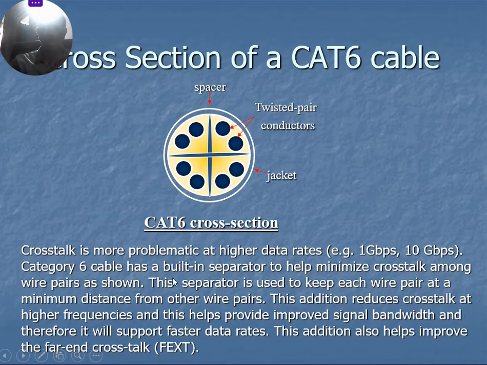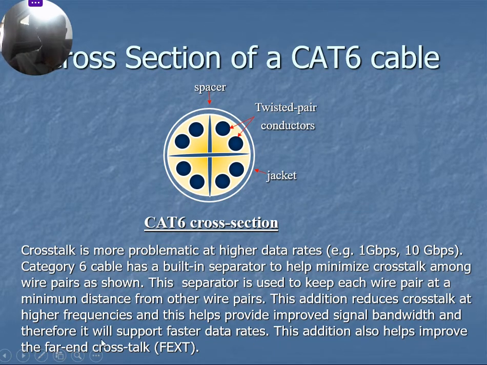Category 6 cable has a built-in separator. We've already explained this, to help minimize the crosstalk among wire pairs as shown. This is very important. The separator is used to keep each wire pair at a minimal distance from other wire pairs.